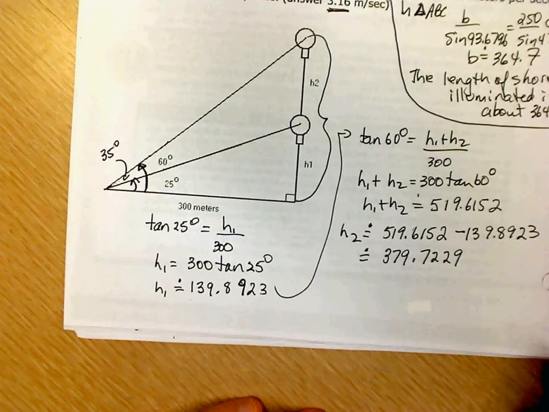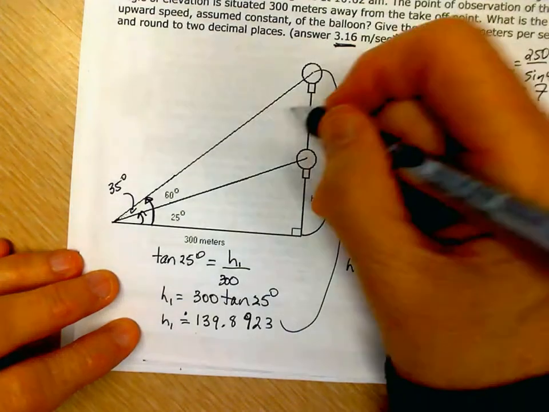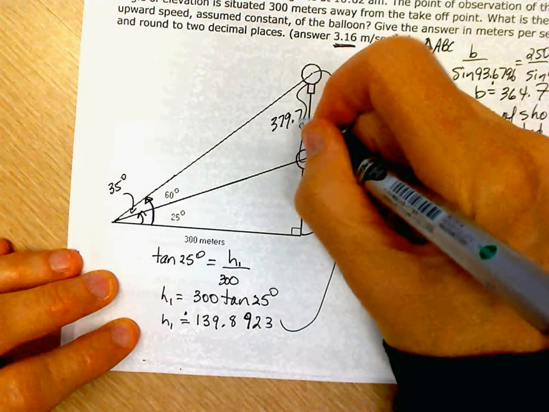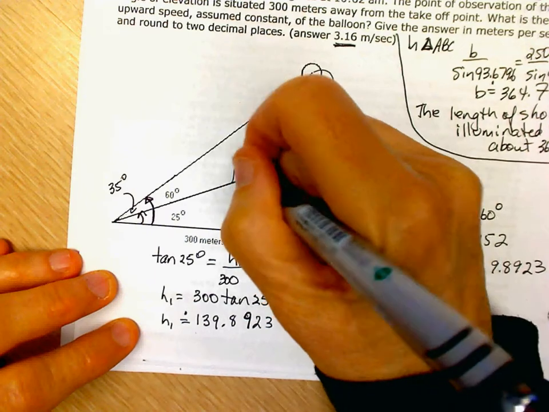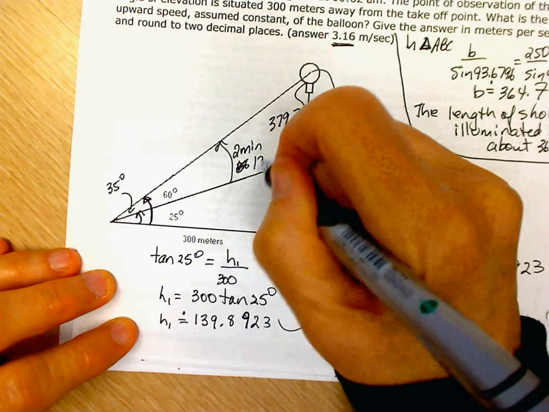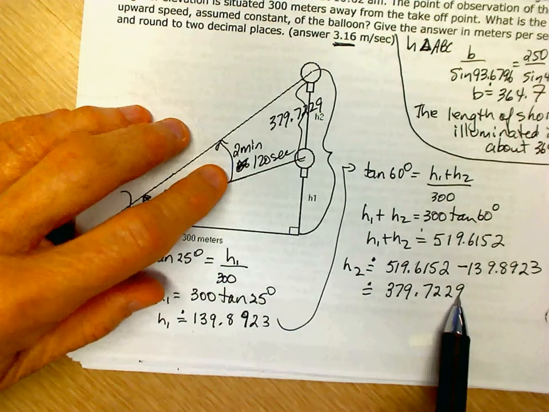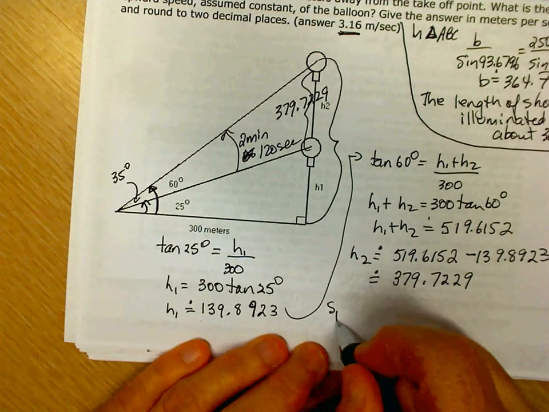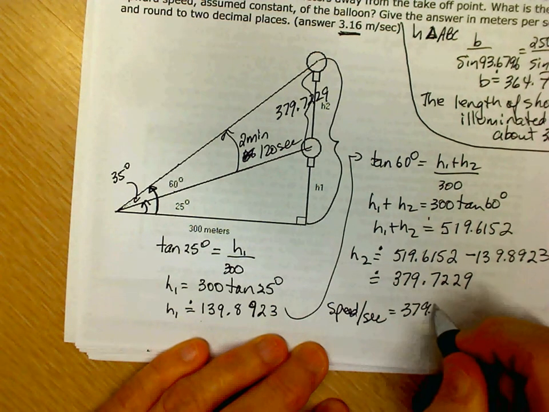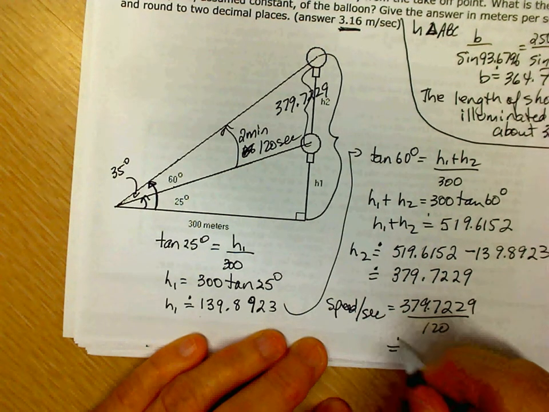So this distance here is 379.7229, and that happened in 2 minutes or 120 seconds. So now we can find the speed per second. So speed per second is equal to 379.7229 over 120, which is about 3.16 meters per second.